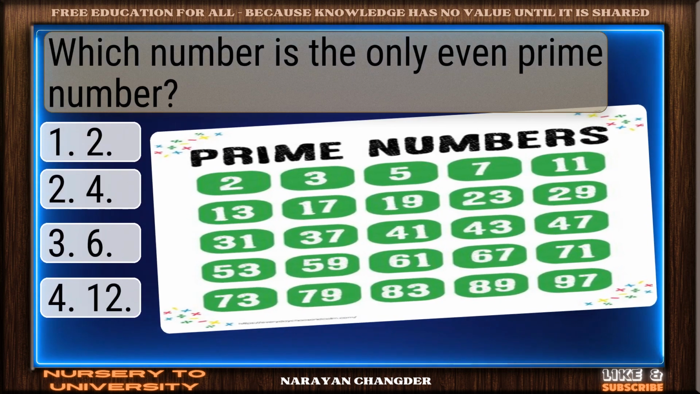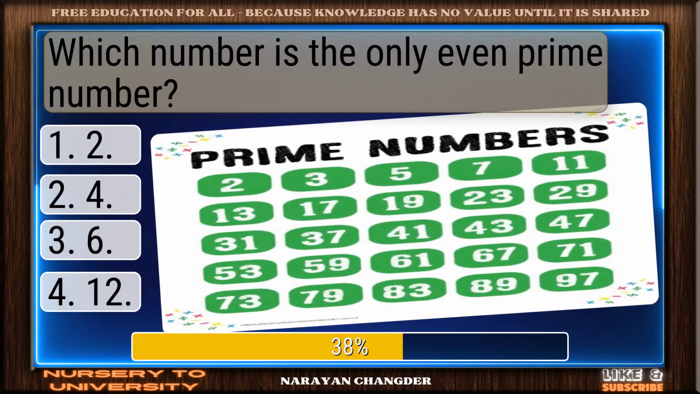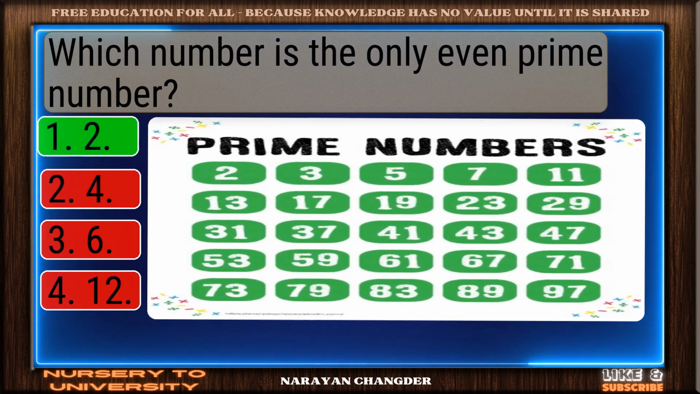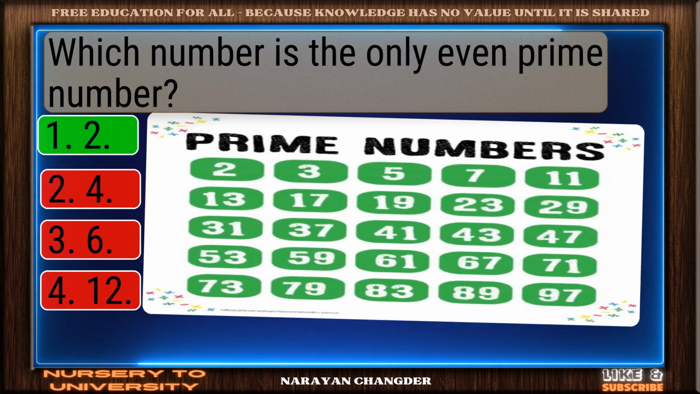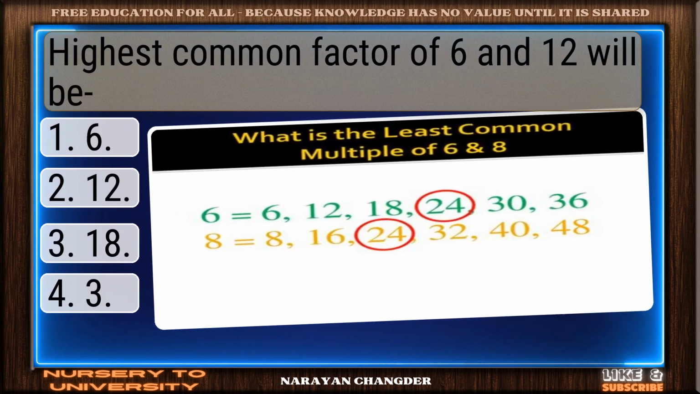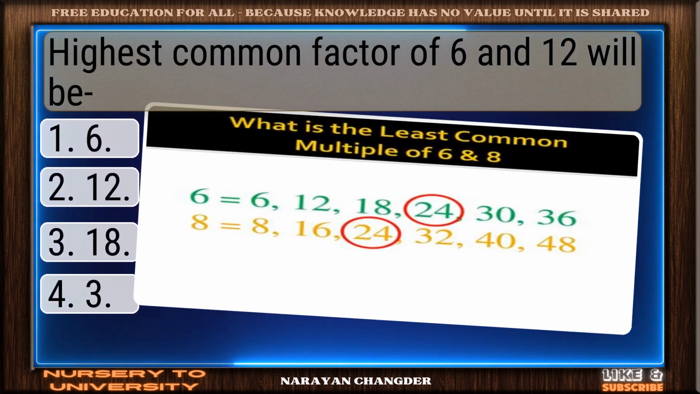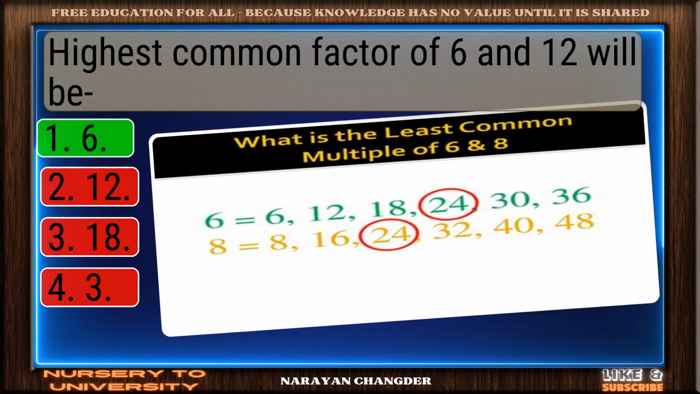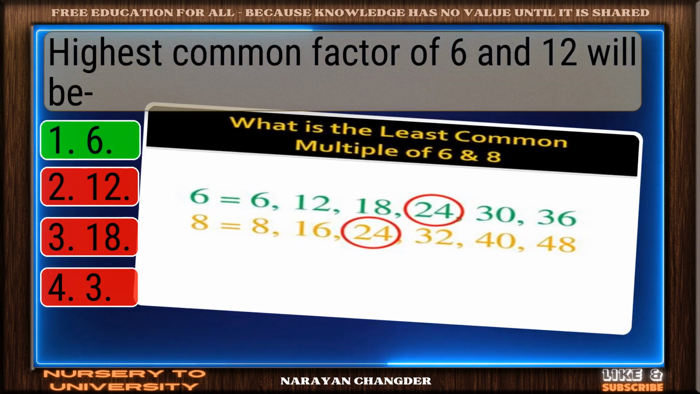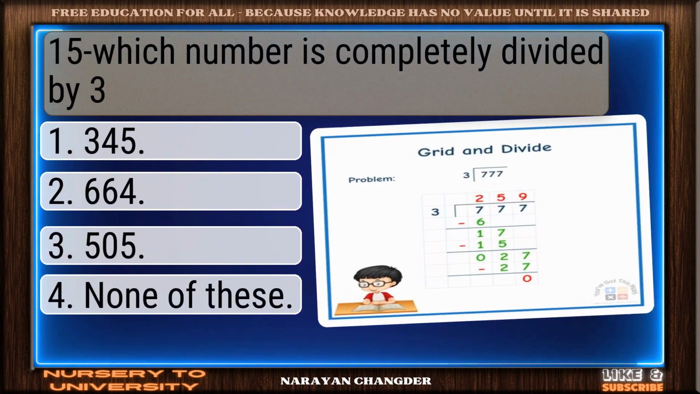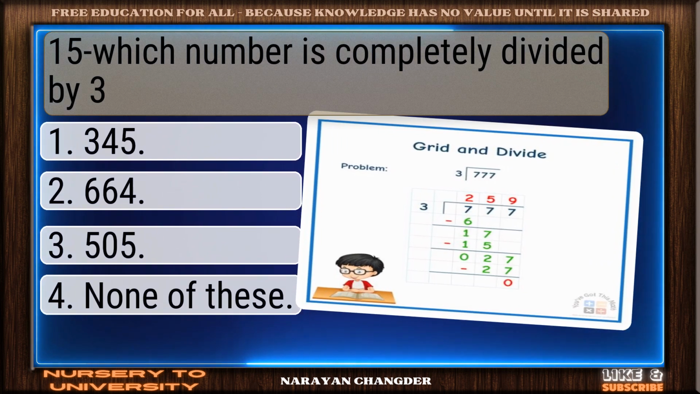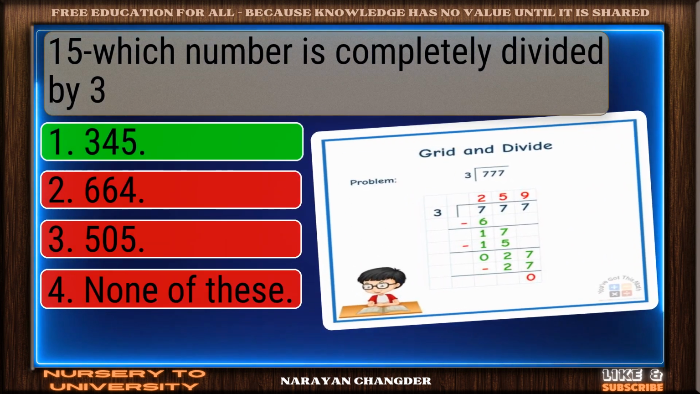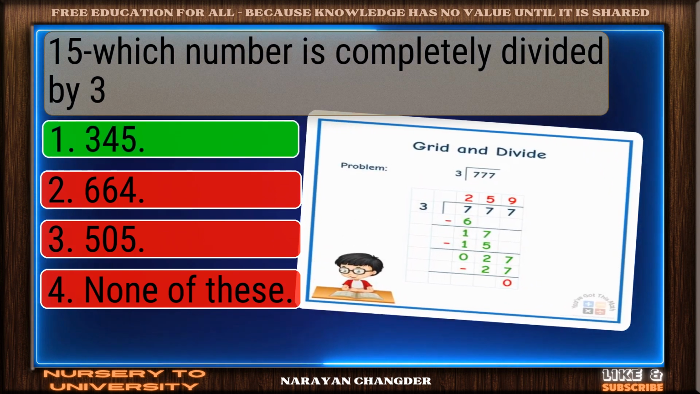Which number is the only even prime number? Good thinking. 2 is the right answer. Highest common factor of 6 and 12 will be? Nicely done. 6 is a solid answer. Which number is completely divided by 3? Perfect. 345 is the correct choice.